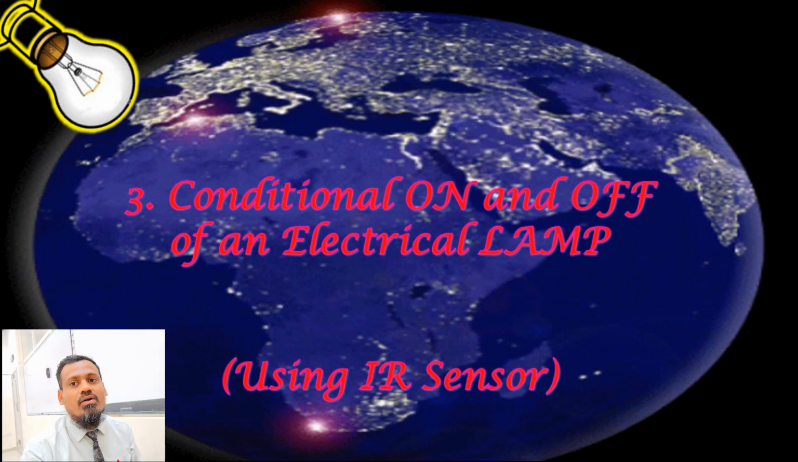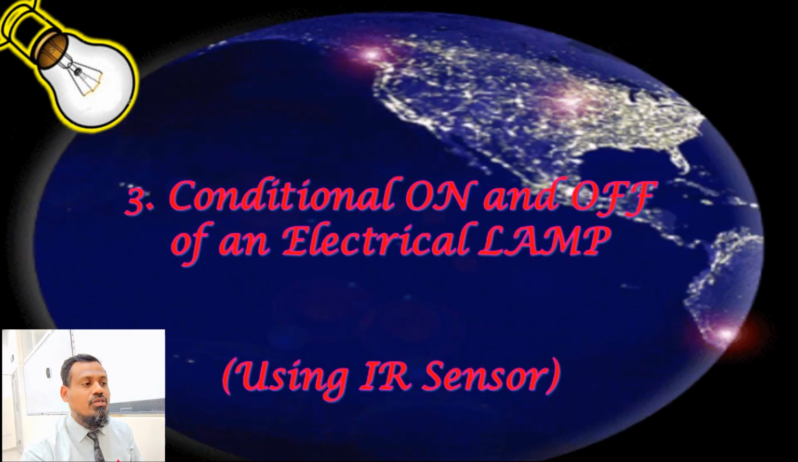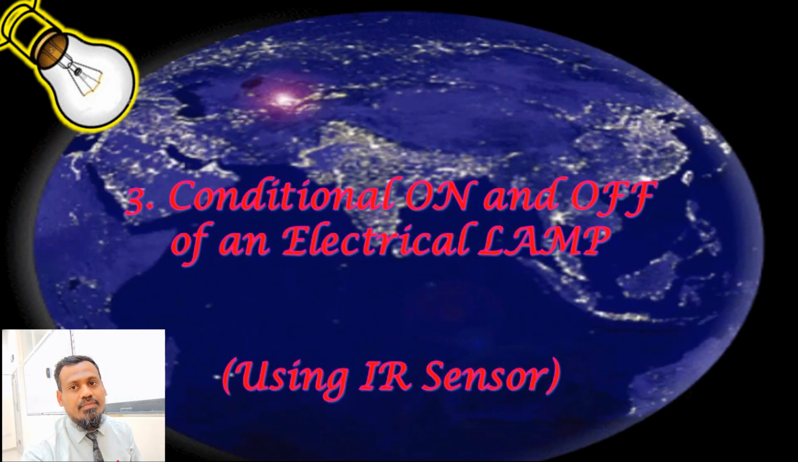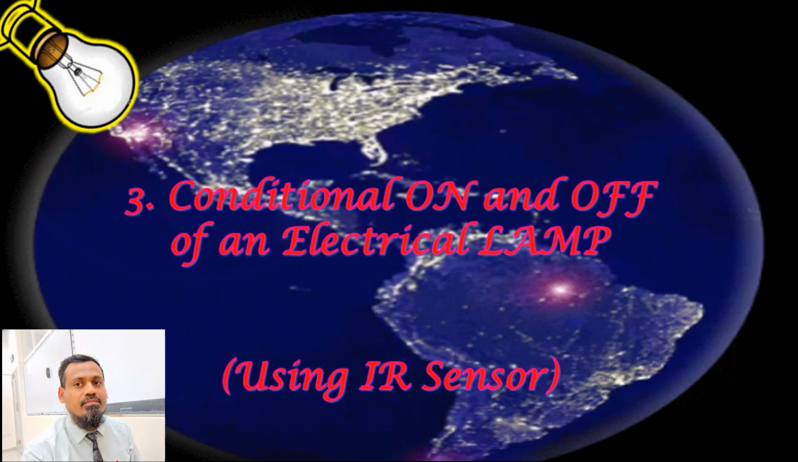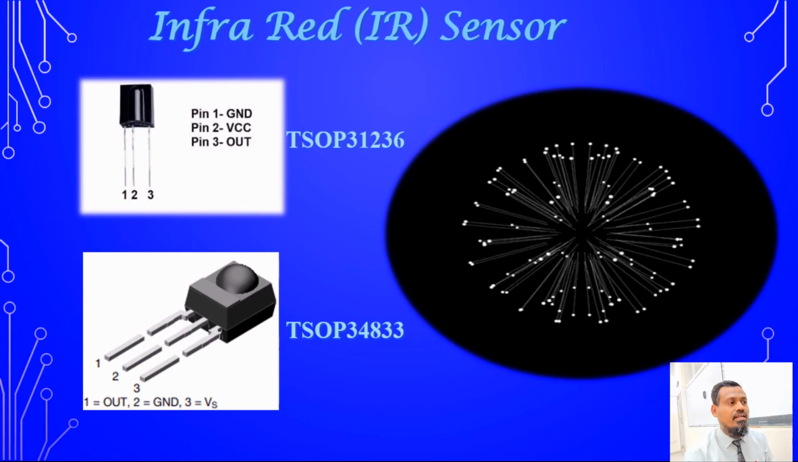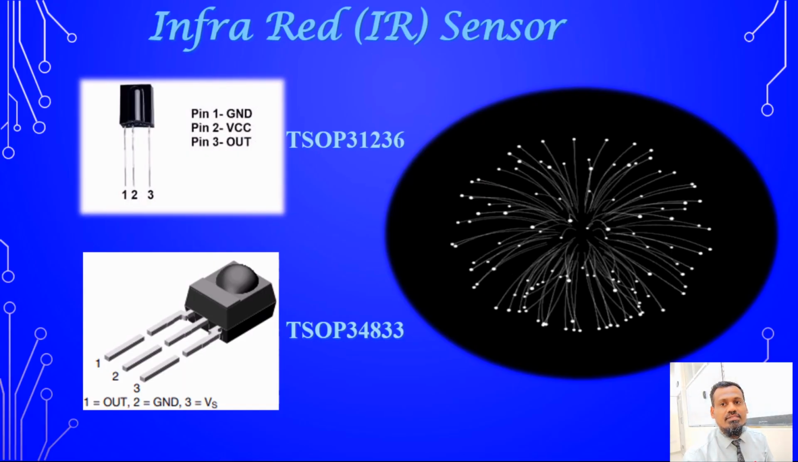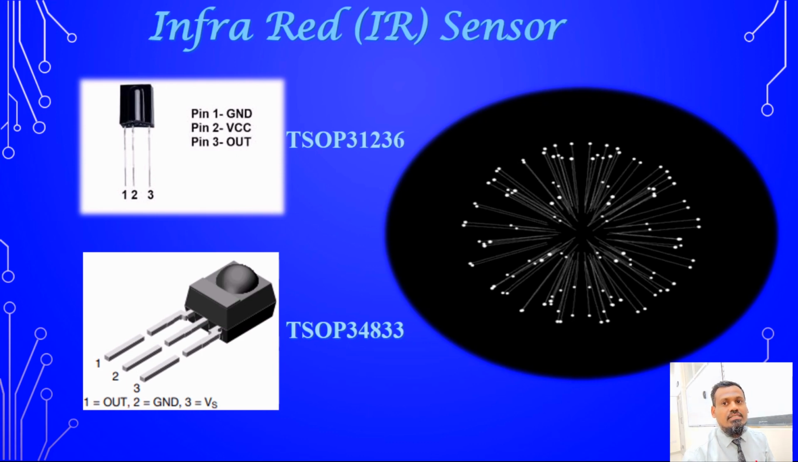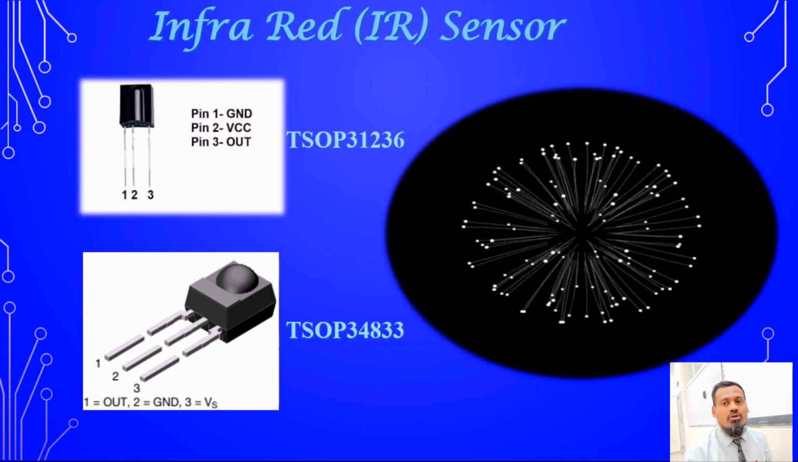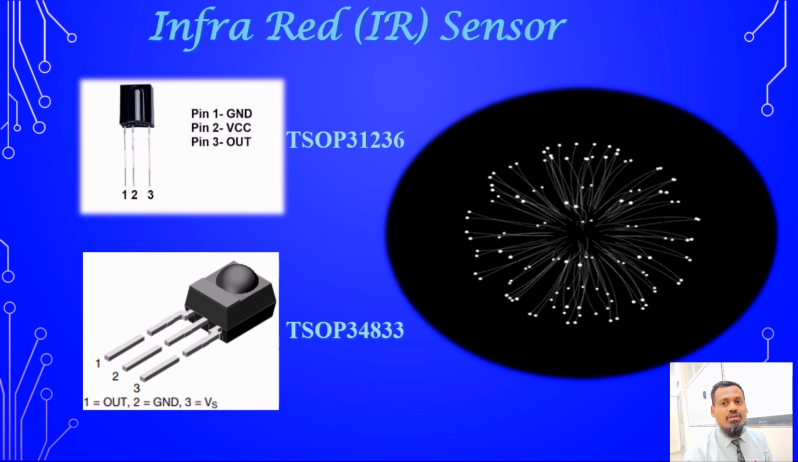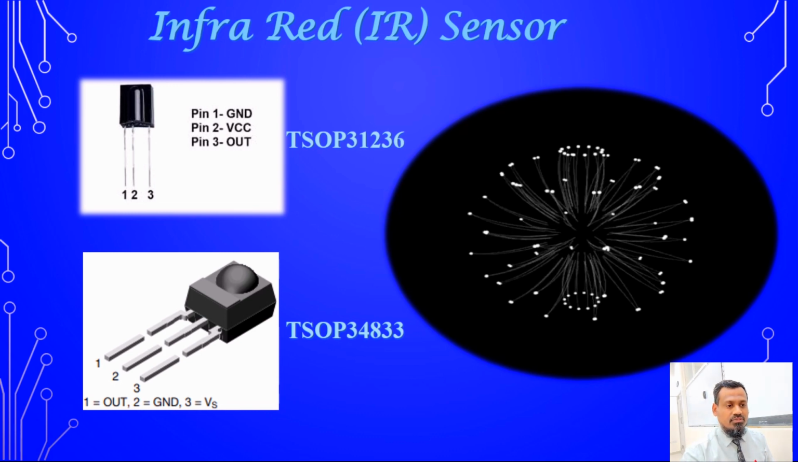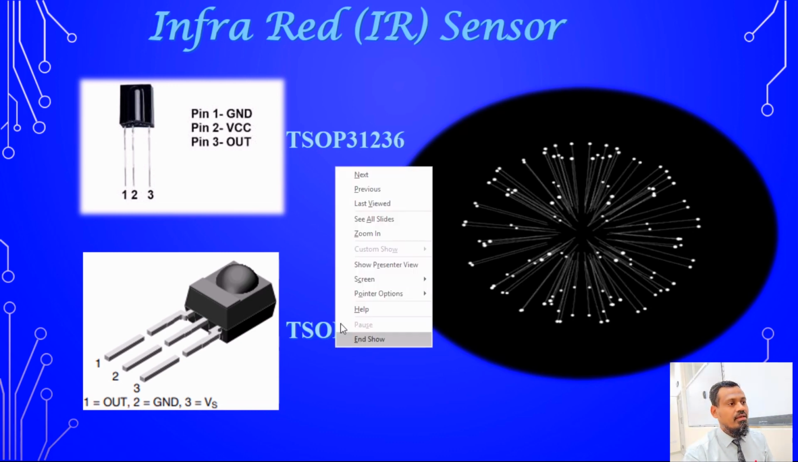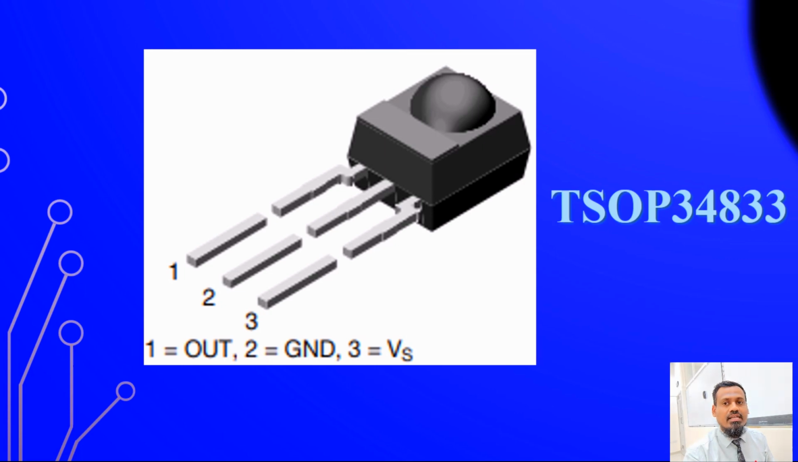Conditional on and off of an electrical lamp using an IR sensor. IR means infrared sensor. We are going to use the IR sensor, and the two sensors you are seeing on the screen are both of general purpose type. You just have to note the pin configuration and connect accordingly. Just for information, we are going to use this IR receiver for today's video demonstration.